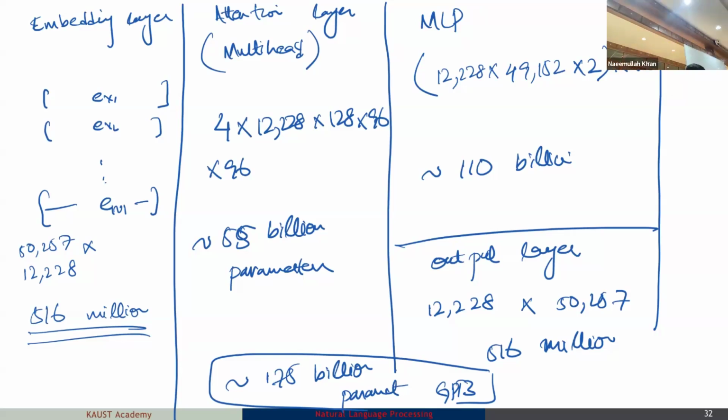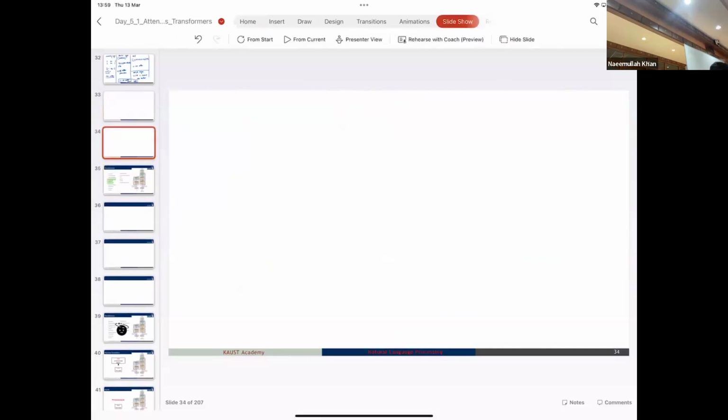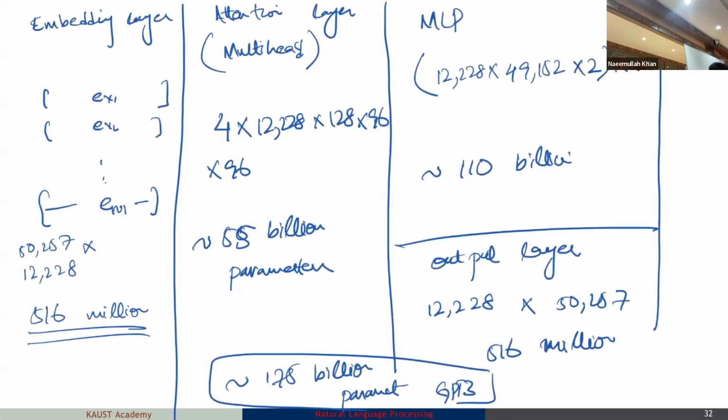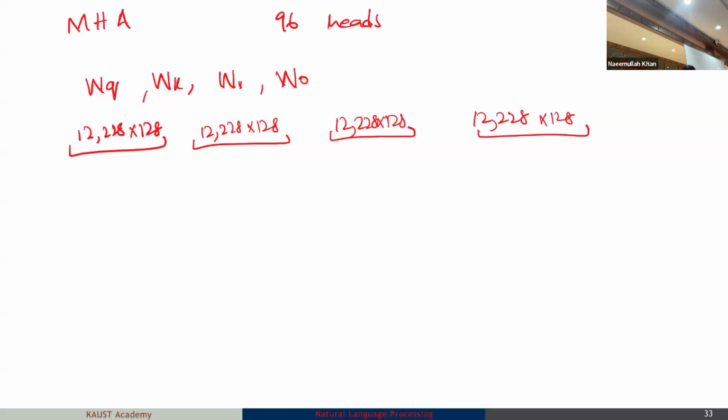Our colleague is asking whether I can explain the attention layer dimension, and the answer is yes. So what is the attention layer for us? In GPT-3, we have multi-headed attention with 96 heads. Each of the heads has a WQ, a WK, a WV, and a W out, and each one of them is 12,228 times 128. This is the number of parameters in each of the four matrices.